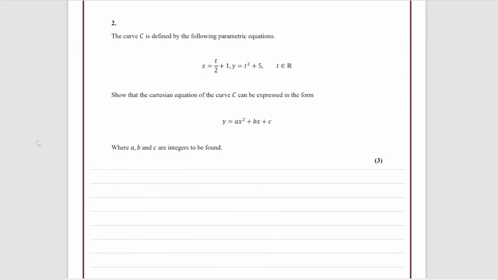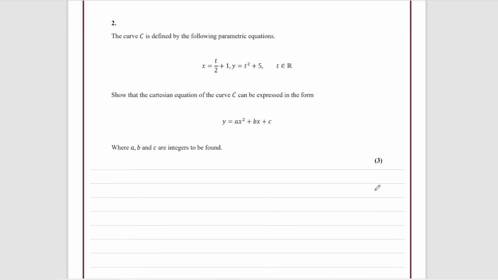Moving on to question 2 then, where we have the curve C, which is defined by the following parametric equations. We can see the given parametric equations here. Question 2 asks us to show that the Cartesian equation of the curve C can be expressed in this form, y equals ax squared plus bx plus c, where a, b, and c are integers to be found. So we've got another nice easy question here. Like we can see, there's only 3 marks for this question, so we shouldn't really expect too much work here.